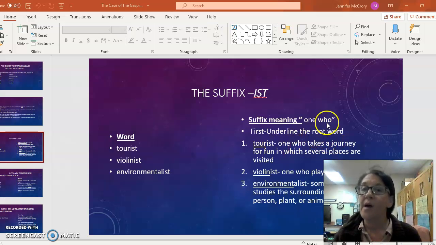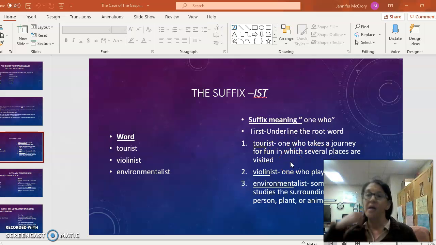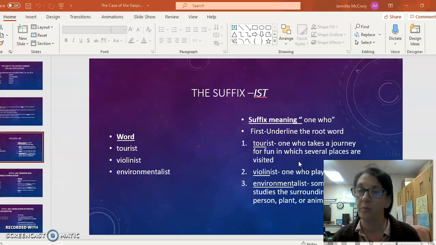So if I add ist to this, then I know that is one who. So it is one who takes a journey for fun in which several places are visited. Maybe you have taken a field trip. I have been to Washington with a group of students, and we have toured Washington, different historical sites. Take a look at our second word, violinist.